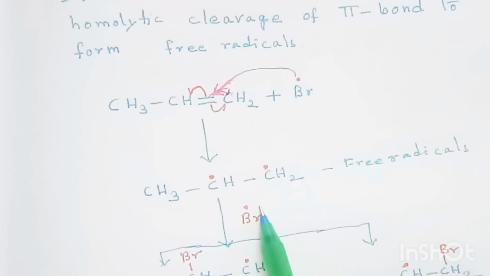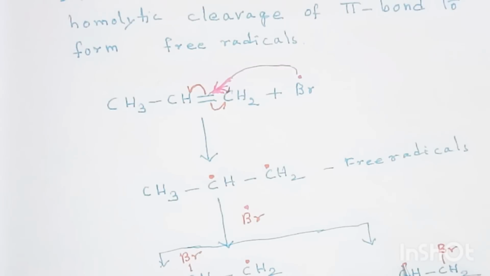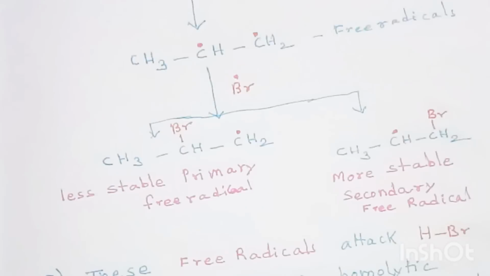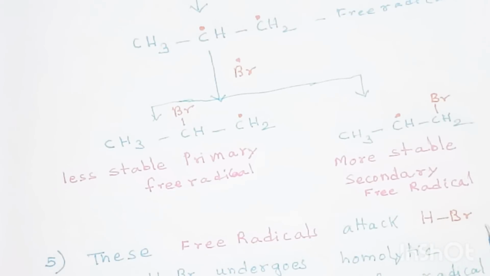If bromine gets attached to this carbon atom, we get CH3 CH radical CH2Br. This is more stable secondary free radical because this carbon atom is attached to two other carbon atoms. So this is more stable secondary free radical. These free radicals attack HBr. So HBr undergoes homolytic cleavage to form H free radical and Br free radical.